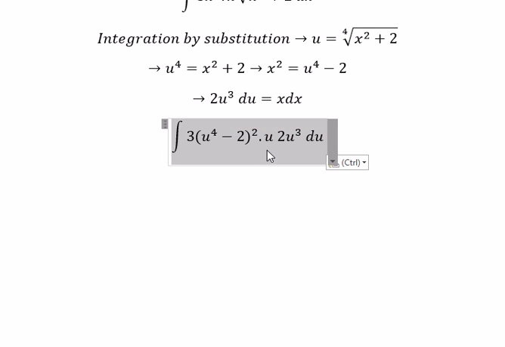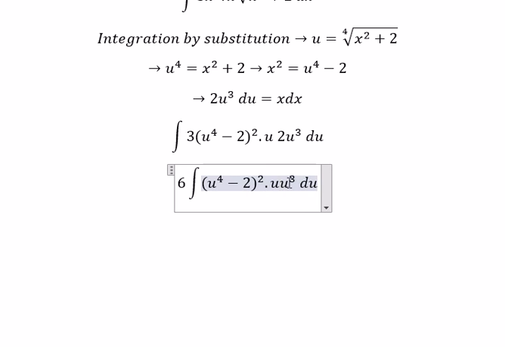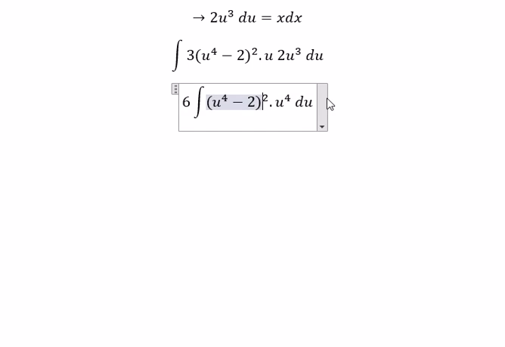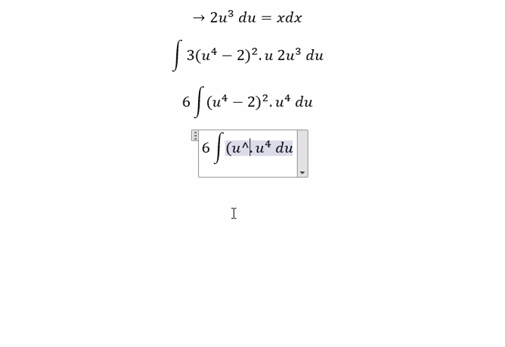And now we need to simplify. 3 multiplied by 2, you get 6. u multiplied by u, you get u to the power of 4. Next, we need to expand this. So you get u to the power of 8 minus 2, minus 4u to the power of 4, plus 4.